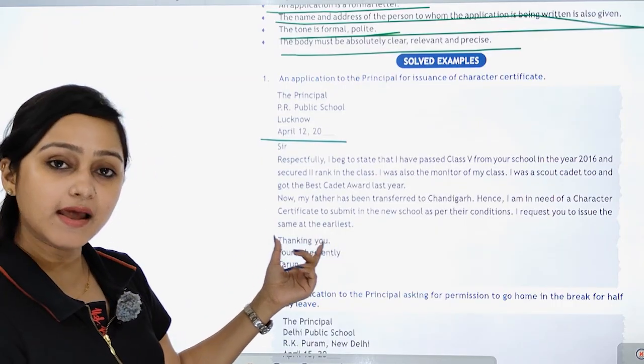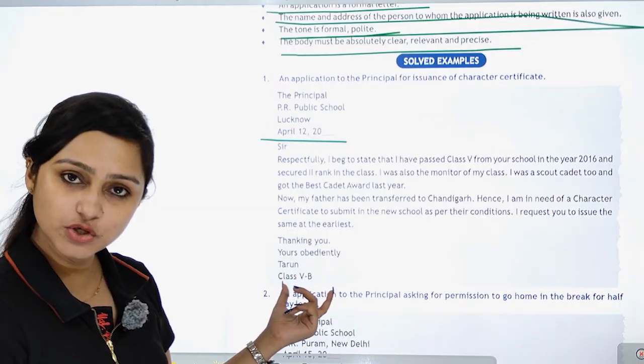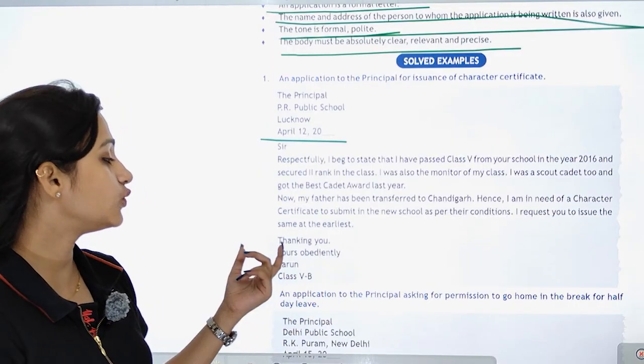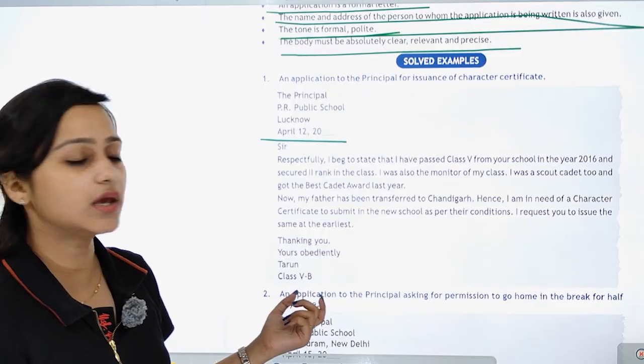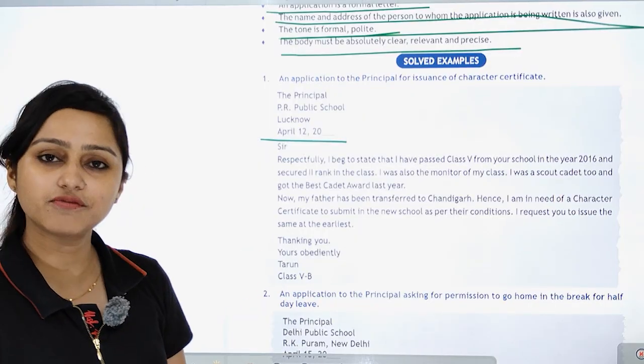Below that, you have to leave a line. Below that, you have to write thanking you salutation. Thanking you. Below that, yours obediently. Below that, Tarun or whatever your name is. Below that, class 5th B.